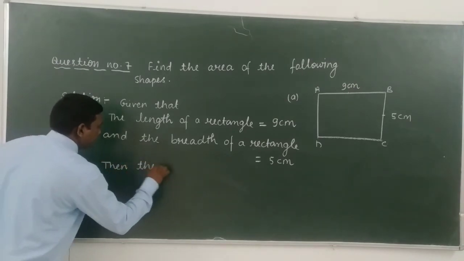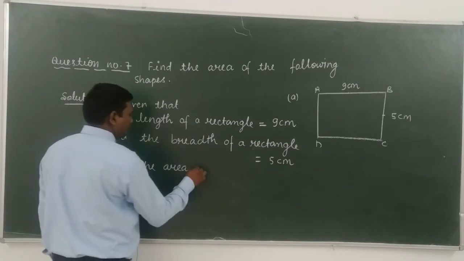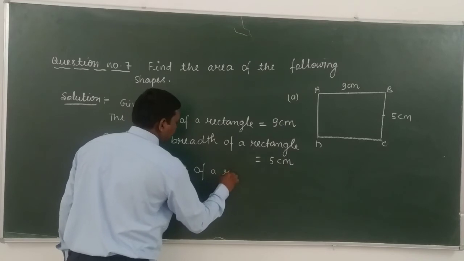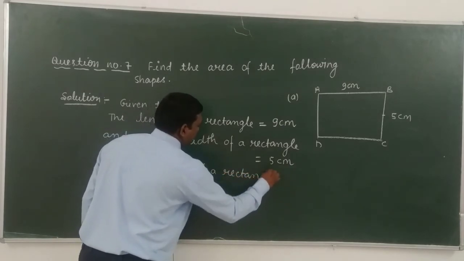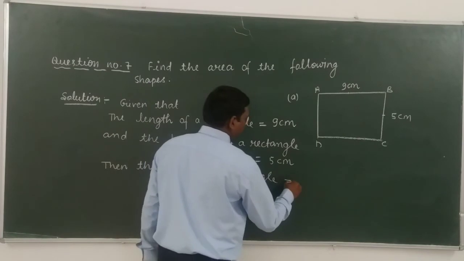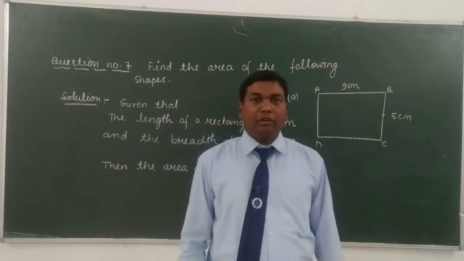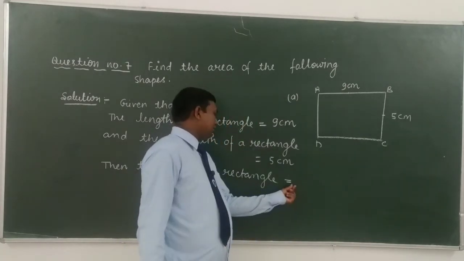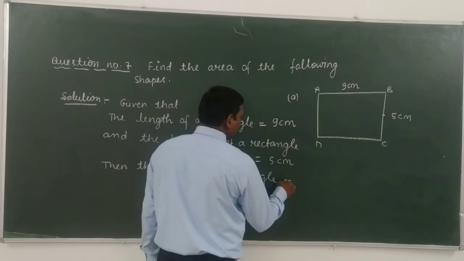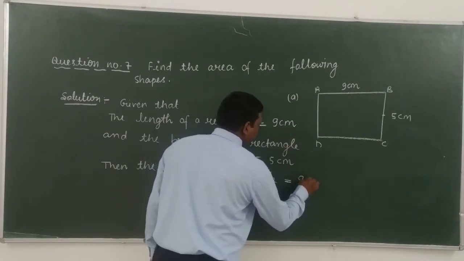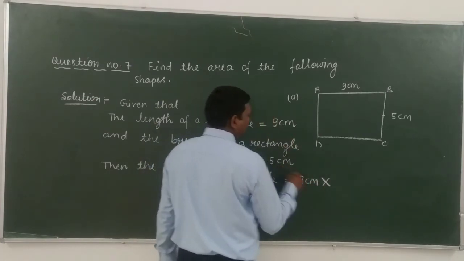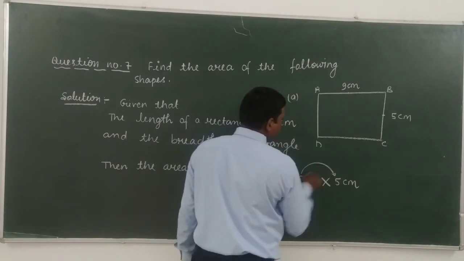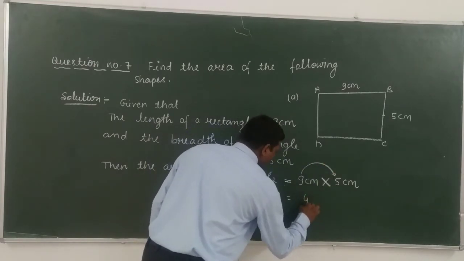the area of the given rectangle is equal to, we know that the formula of area is equal to length into breadth. Okay, dear students, here we can write 9 centimeter in place of length and 5 centimeter in place of breadth. And multiplying these we get 9 5 ja 45.